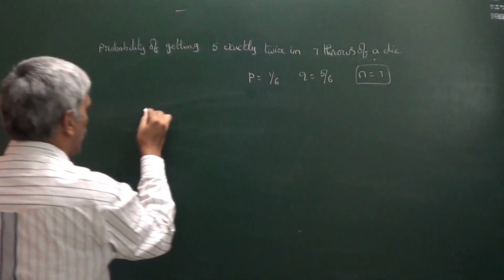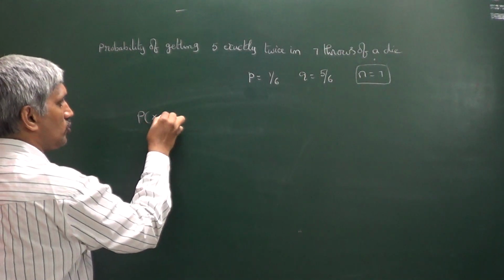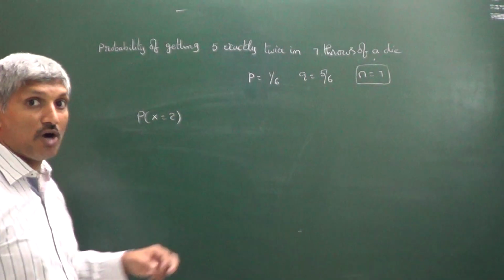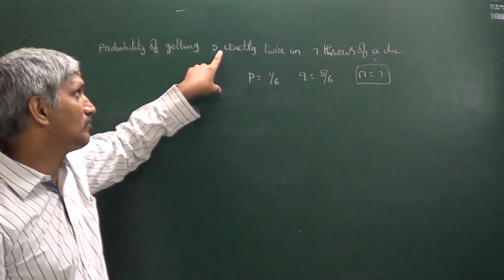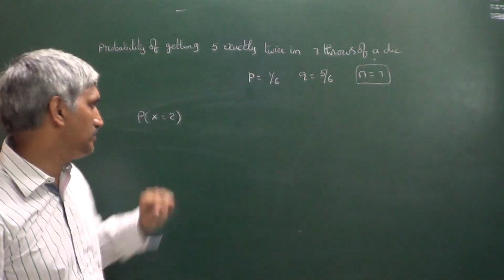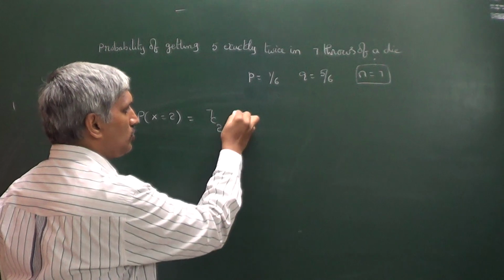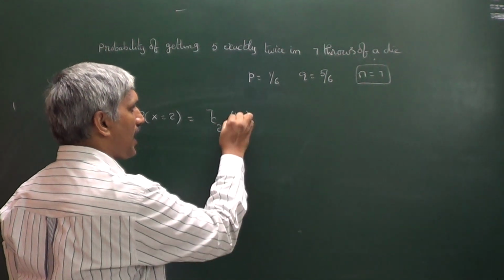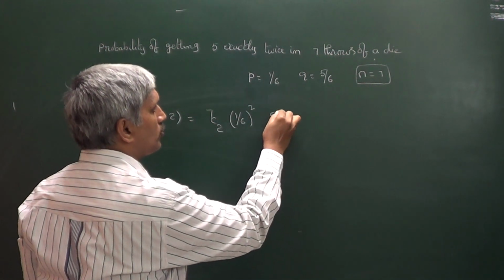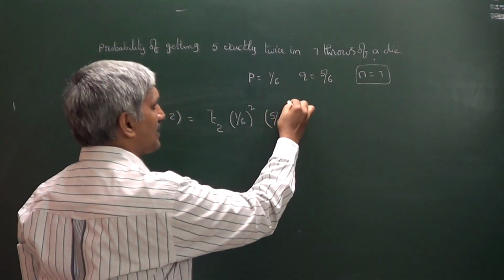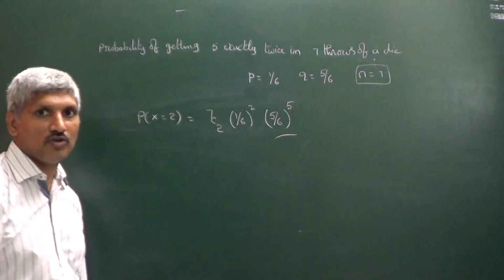So we have to find P of x is equal to 2. Out of 7 trials, success we have to get exactly 2 times. So P of x is equal to 2 is 7c2 into success 2 times into failure remaining times, that is 7 minus 2 is equal to 5.